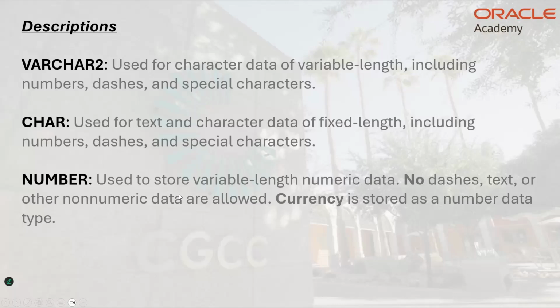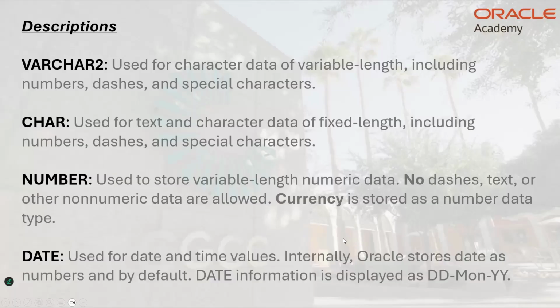Number is numeric data. No dashes, text, or any other non-numeric data are allowed. Currency is stored as number data type. And you're thinking, well, if you have a currency field, isn't there a currency type? Well, in a relational database, there isn't. There's other ways that you can convert it, and we'll talk about that later. But for now, all currency are just a number type. And then date, that's pretty intuitive.